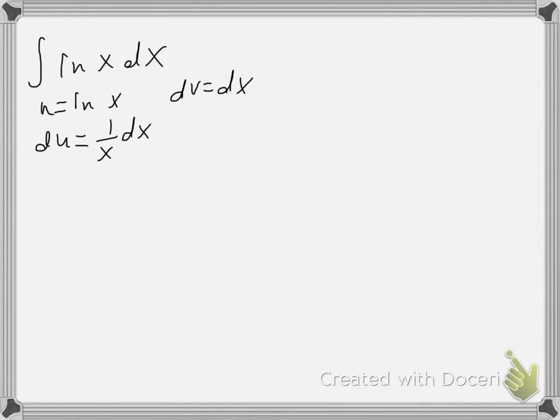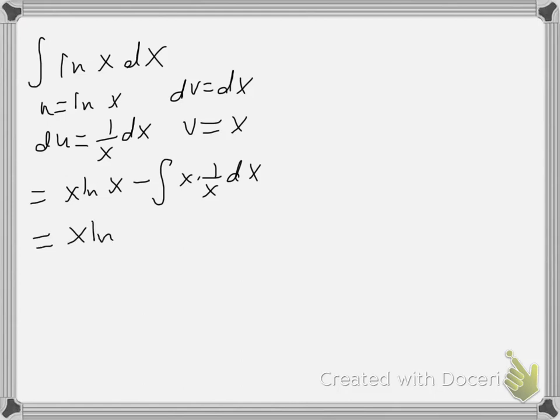So the antiderivative is simply going to be v for that side, and for the right side it's just going to be x. Okay, let's use the integration by parts formula. So I'm going to have x natural log of x, minus the integral of v du, so that's going to be x times 1 over x dx. This is simply going to be equal to x natural log of x minus the integral of simply 1 dx.